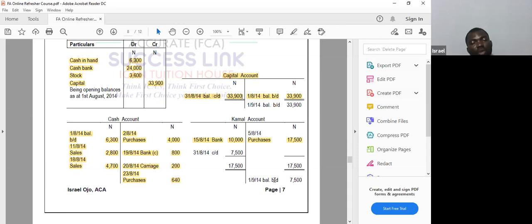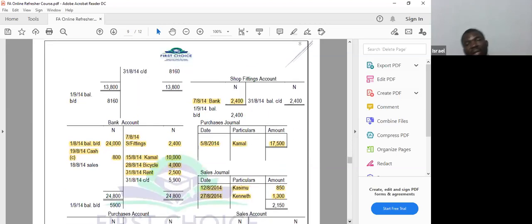Now, cash account is straightforward. So, how do we close up the cash account? We add up the debit side together, and we add up the credit side together. Then we subtract the one that gives us the highest, and put the difference on the other side.